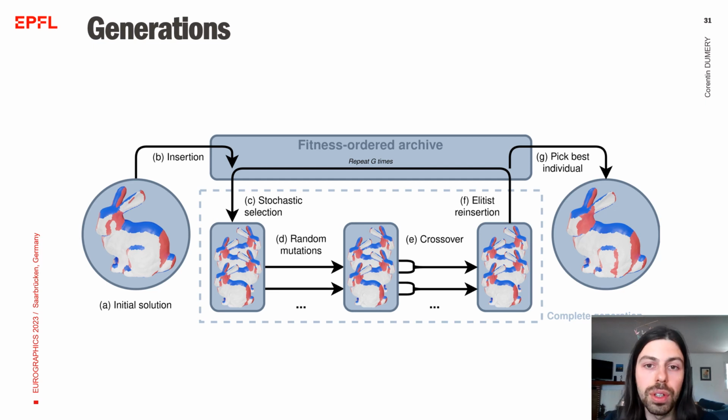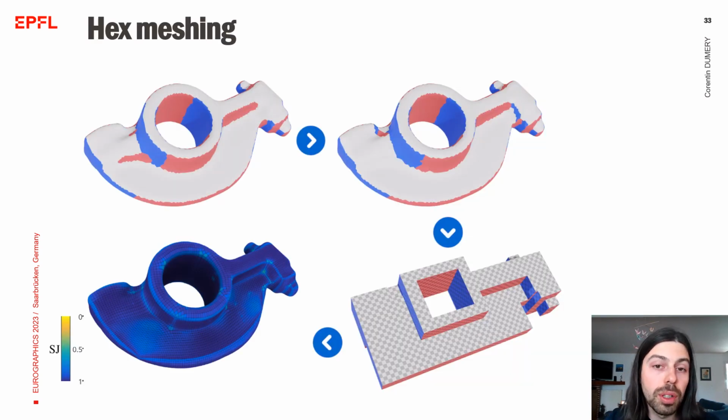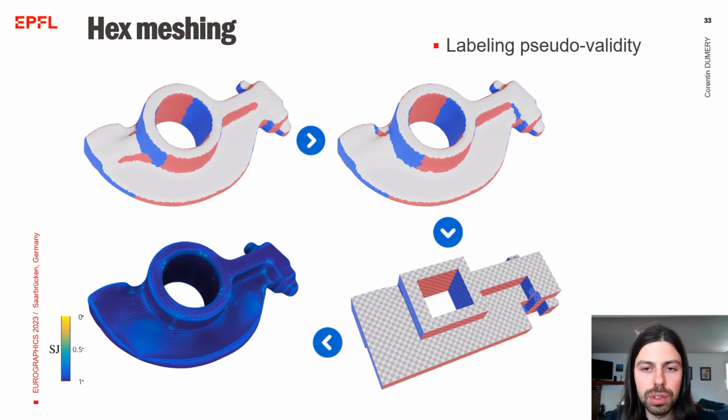So that's it, we've defined a genetic framework for Polycube-Maps. Now let's have a look at some results. So as explained in the beginning, we incorporate our Polycube method into a hex meshing pipeline to evaluate it. So we can measure its success at different steps. First, we check whether our method finds a pseudo-valid labeling.